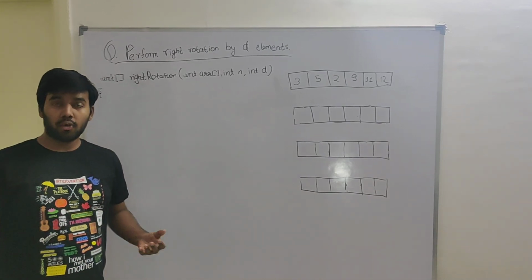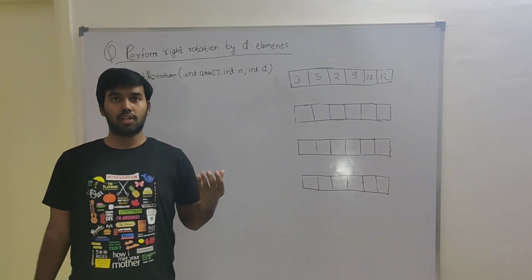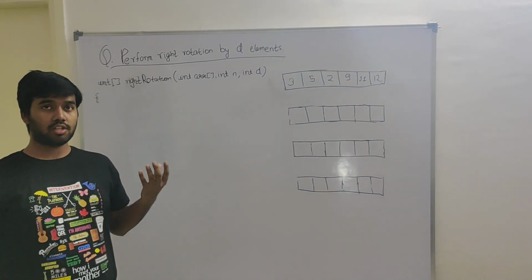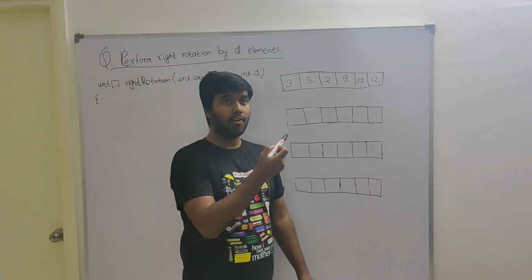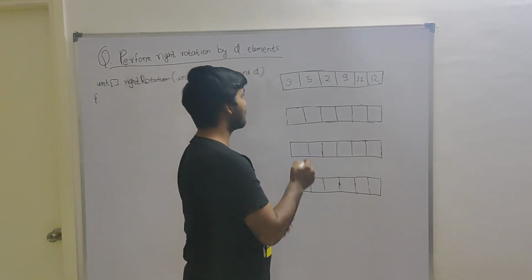So the problem which we are going to solve today is right rotation by n elements. Firstly, we need to understand what is meant by right rotation. So we have an array here with 6 elements.